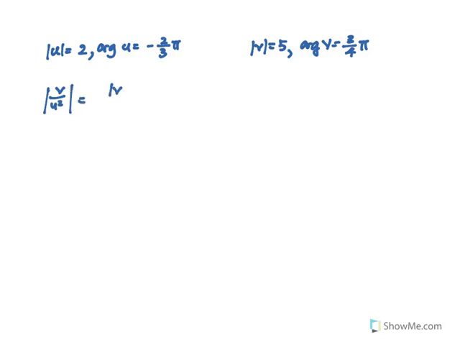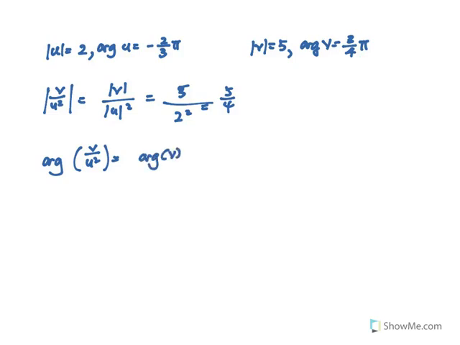Let's find the modulus of V over U squared. The modulus of a quotient is the quotient of the moduli. So we have 5 on the top, and at the bottom 2 squared, and the answer is 5 over 4. As for the argument of V over U squared, this is the argument of V minus the argument of U squared, or the argument of V minus 2 times the argument of U, which is 3 over 4 pi.